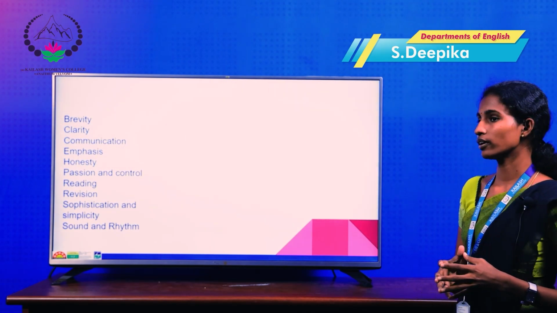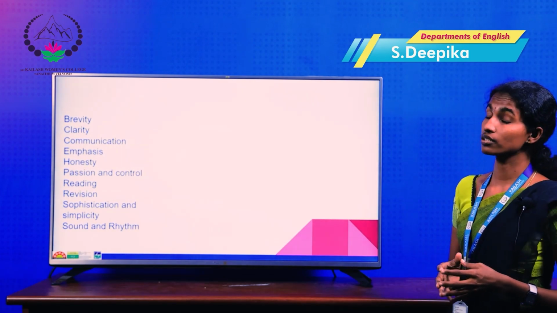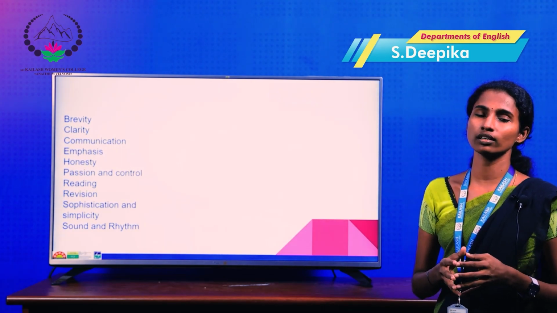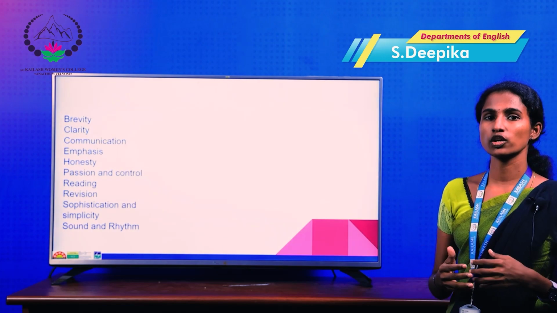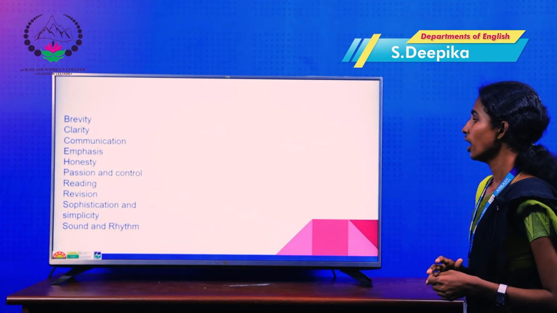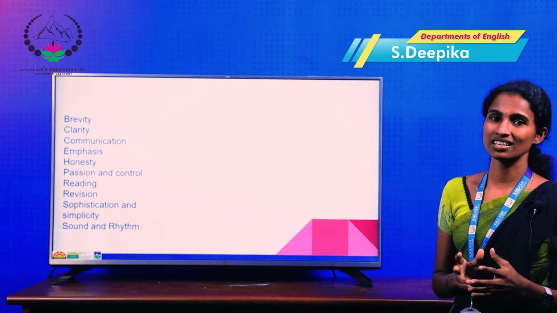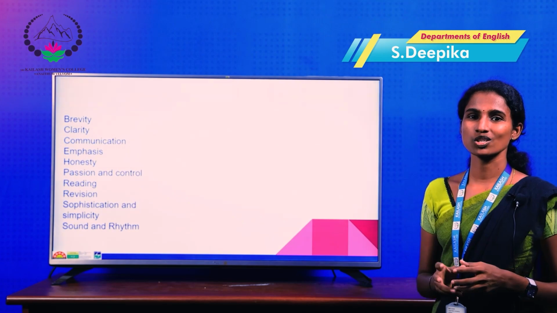And reading is very important. After completing your letter, you have to read it, and revision is very, very important. Only then can you know what mistakes you have made in your letter, and only then can you correct them. And sophistication and simplicity. It's a sort of oxymoron.